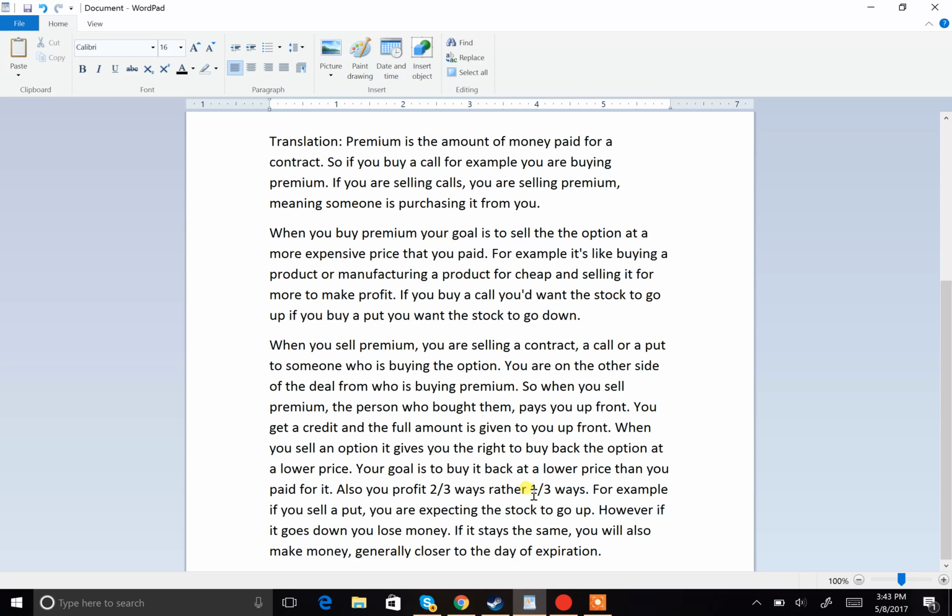If you buy premium, you can only win 1 out of 3 ways, if it goes your way. You don't win any other way. You don't get the third option, because since you didn't sell premium, you bought it, it will expire worthless. And when it expires worthless, the person who sold it to you will take that money. That's why it's generally closer to the day of expiration, when theta is working for you the most. We'll get into theta in a different video, but basically I wanted to simplify these terms and what it means to sell premium.